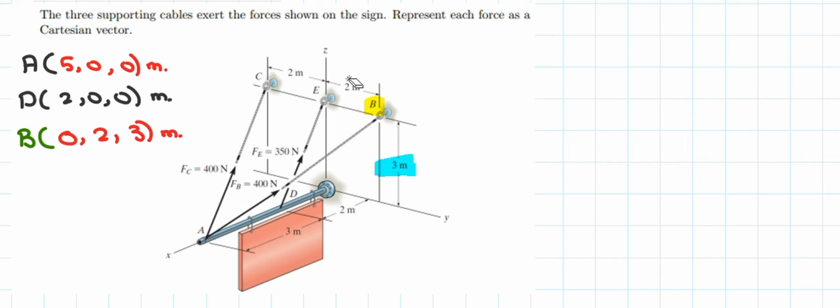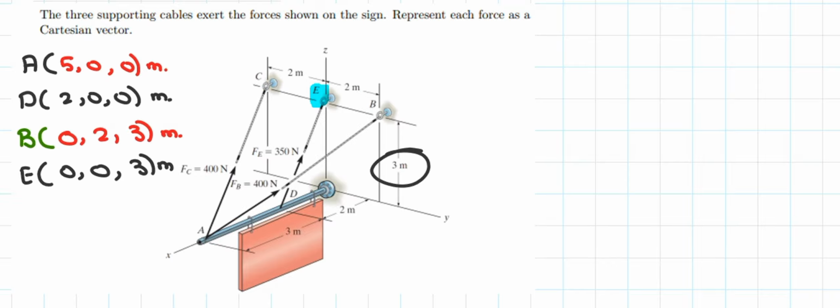Now what about point E? Point E lies on the z axis only. So that's why there is no value of x and y present in point E. So point E can be written as (0, 0, 3) meter. And this is positive 3 because point E lies vertically upward. That's why it is positive 3 meter.